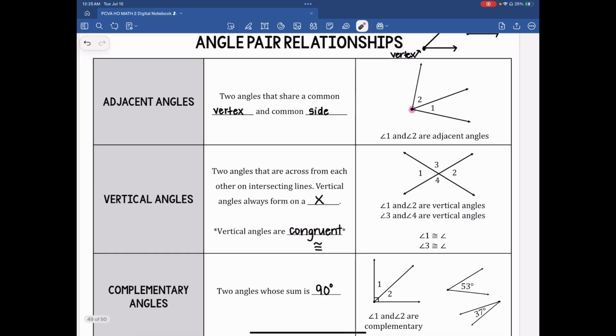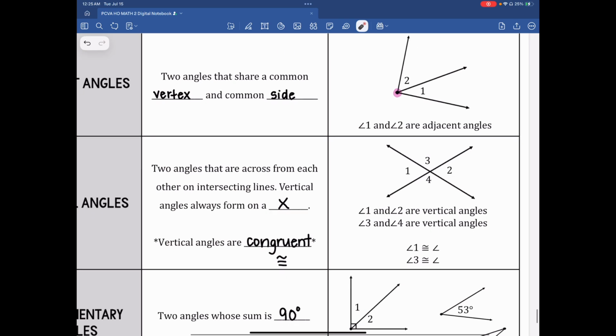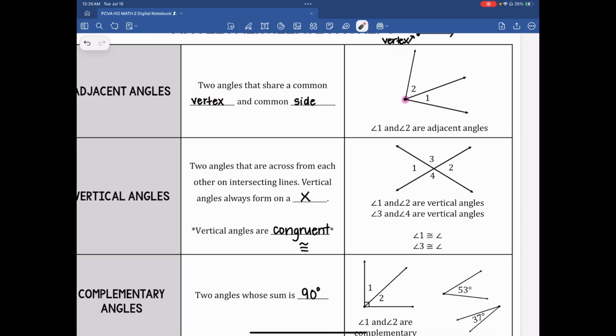All right, then we have vertical angles. Vertical angles are angles that cross each other from an intersection. Vertical angles are formed when we make an X. So if I have two lines and those two lines make an X, the angles that are opposite of each other are called congruent. Congruent means they're similar in shape and equal in measure. This little symbol right here means congruent. It's got the similar symbol because that means similar in shape, and the equal sign, which means equal in measure.